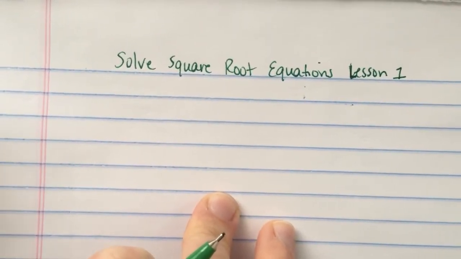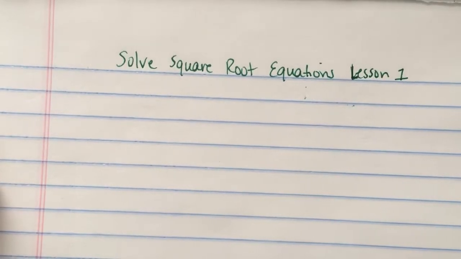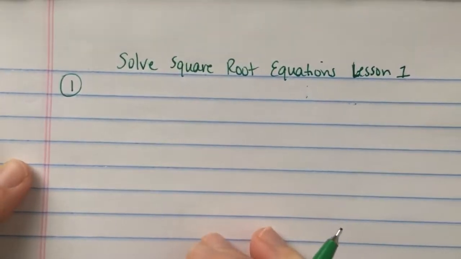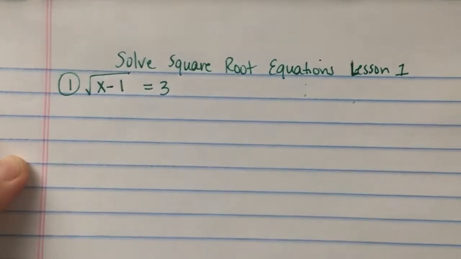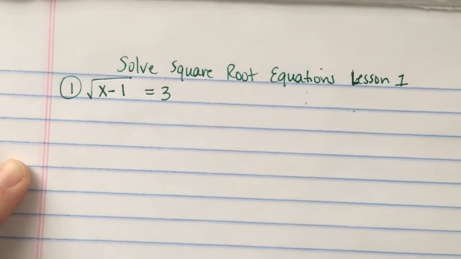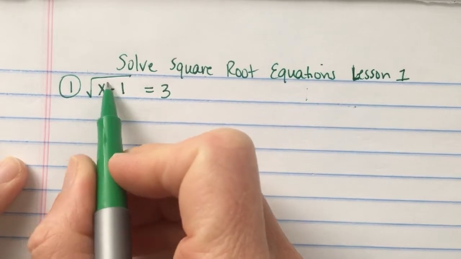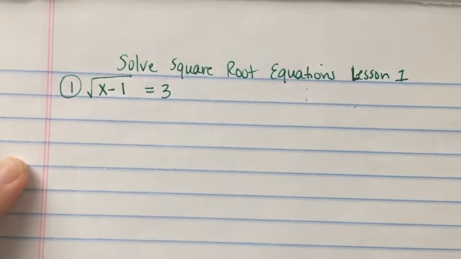Today's lesson is on solving square root equations, and we'll have 2 lessons on this today and tomorrow. So our first equation is the square root of x minus 1 equals 3. And remember, our goal when solving is to get x by itself. Well, right now x and the minus 1 are underneath the square root. So you need to get rid of the square root.